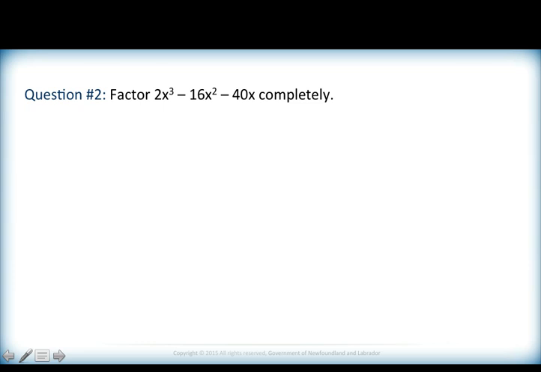So what we're going to do is remove the greatest common factor. For 2, 16, and 40, the highest we can remove from all three would be a positive 2. And since we need this to become an x squared, we're only going to remove one x from every term. So once we do that, we have to decide what is left. We divide every term by positive 2x, and when we do that, we have x squared left, a negative 8x, and a negative 20.